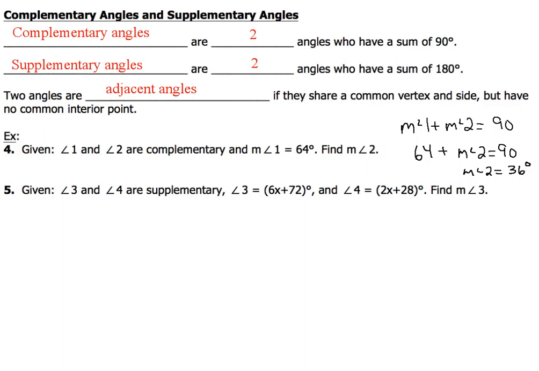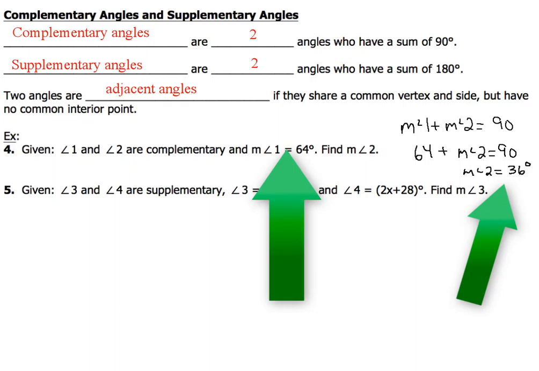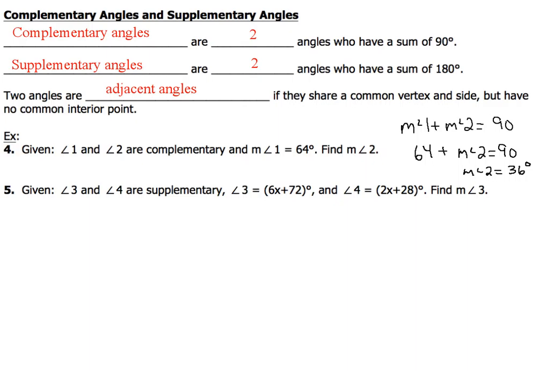But be really careful. We always want to make sure we do our arithmetic correctly. So double check, make sure the 36 that we found for the measure of angle 2 and the 64 for the given angle do add up to 90. If they do, we did the problem correctly. If not, we messed up somewhere, so we're going to have to go back and redo it.